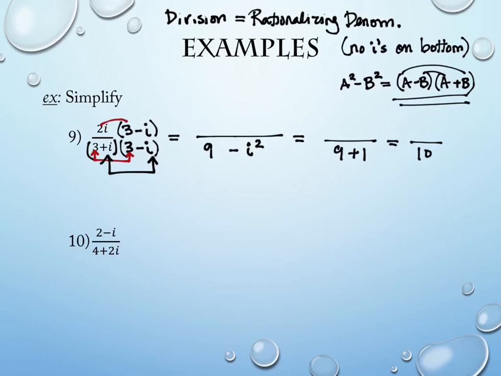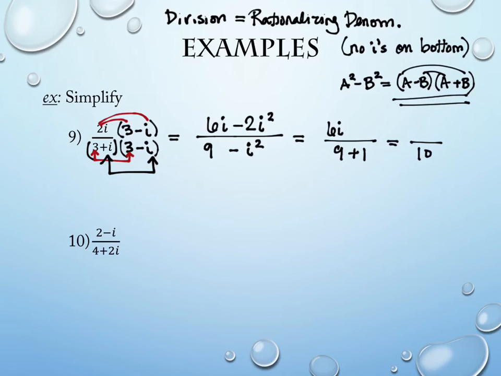On the first one here, we're going to just distribute this through. So 2i times 3 would be 6i. And then 2i times -i would be -2i squared. Is that okay with everyone? Okay, so the 6i stays.